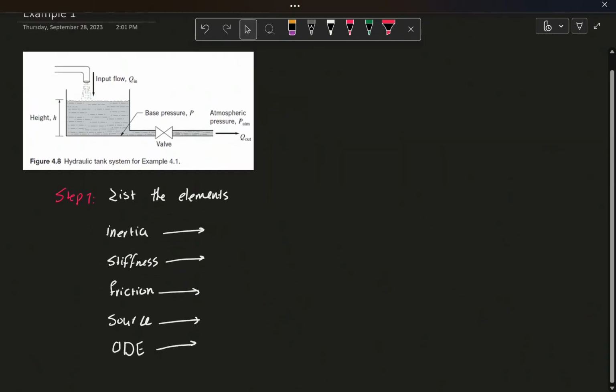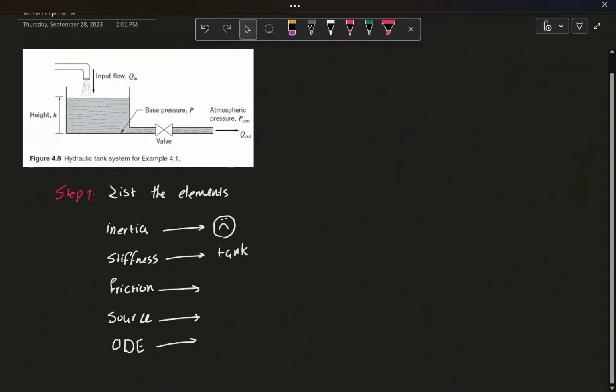inertia in hydraulic systems is the fluid inertance. And like we mentioned in the lecture, unless we are told to include inertance, we can neglect this one. The next one is stiffness, and we mentioned that the stiffness in hydraulic systems is either the tank or the reservoir. And then we have friction, and we lump the effect of all those frictions in one friction element, which is the valve.